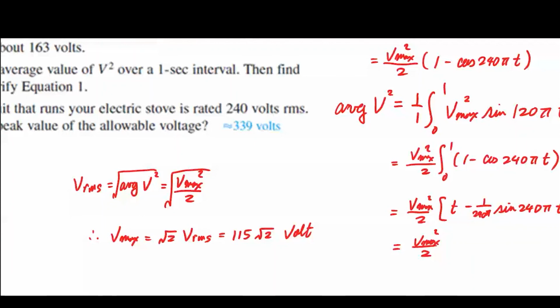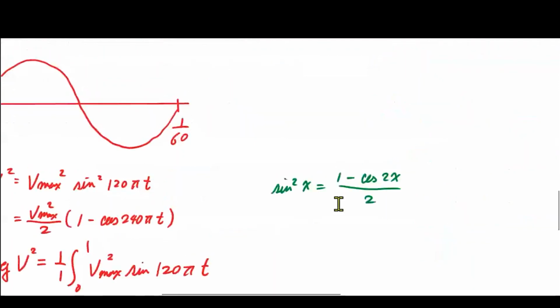Can you explain how you got to 1 minus cosine 240 pi t again? Let's go back here. This, right? Oh yeah. You want me to explain how I got that too? I can do that while I'm at it. But this will be on 5 different tests. Okay, yeah, do it. Let's go back here.